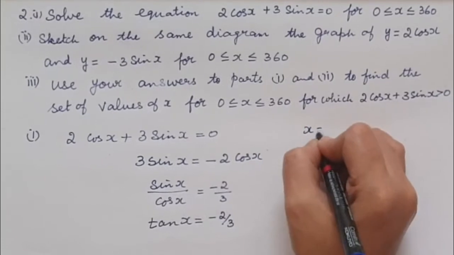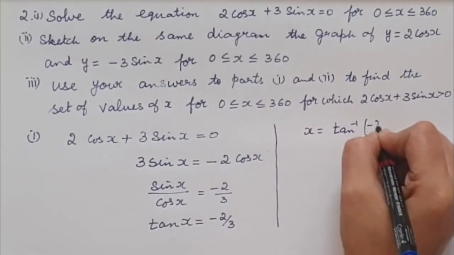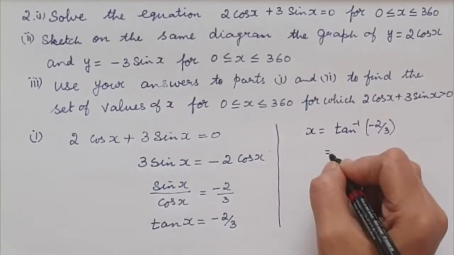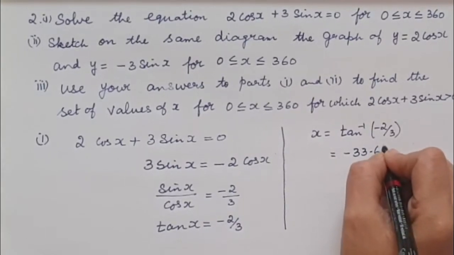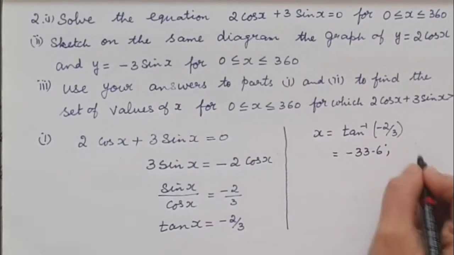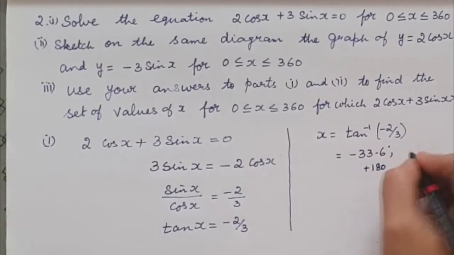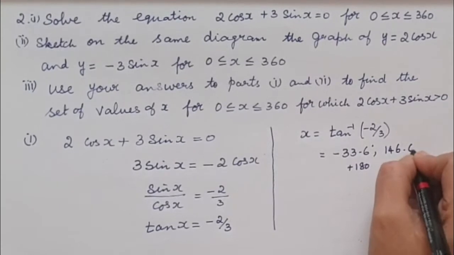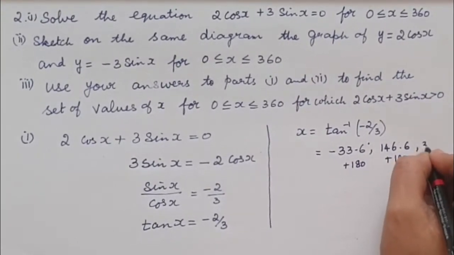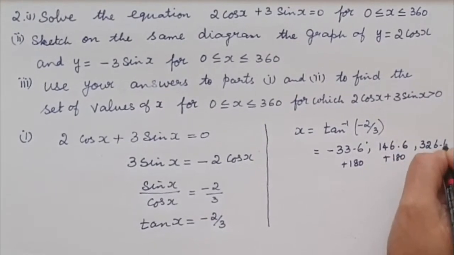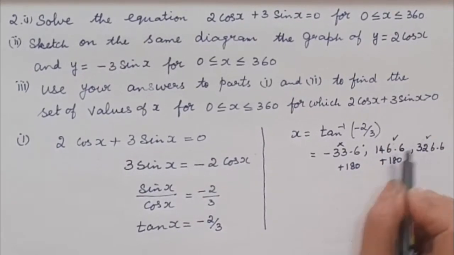So x will be equal to tan inverse of minus 2 over 3, which will give us an answer of minus 33.6 degrees. For tan, we don't have another value; we just keep on adding 180 to this value. So when you add 180, it comes as 146.6. Again, when we add 180, we get our next answer as 326.6. Minus 33.6 is not in our interval. Only these two values are in the interval.